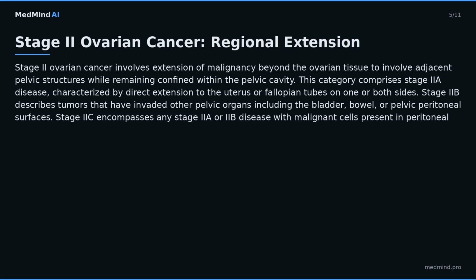Approximately 10 to 15% of ovarian cancer patients present with stage 2 disease at initial evaluation. The presence of regional extension to adjacent structures generally necessitates combination chemotherapy as part of primary treatment, even though systemic dissemination has not yet occurred. Staging accuracy at this level requires careful surgical assessment and sometimes histologic confirmation of adjacent organ involvement to distinguish stage 2 disease from stage IIA disease with minimal peritoneal involvement.